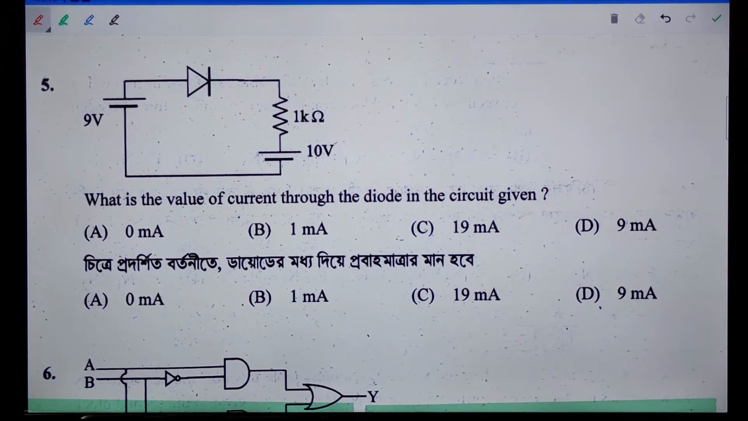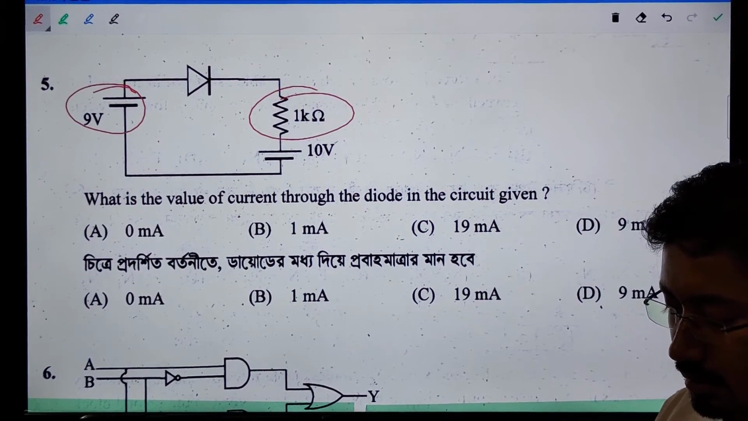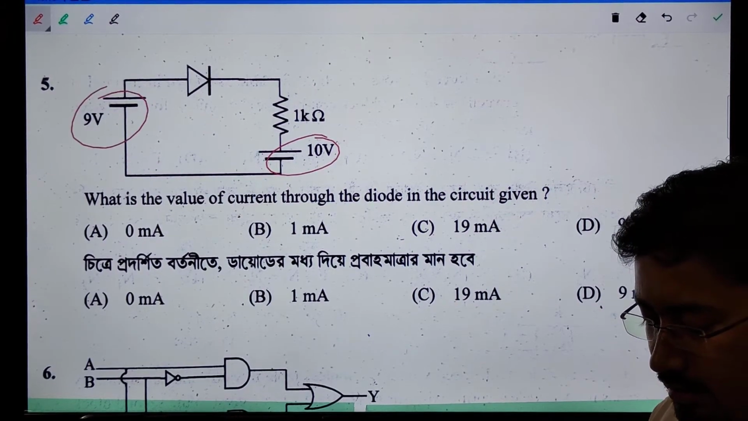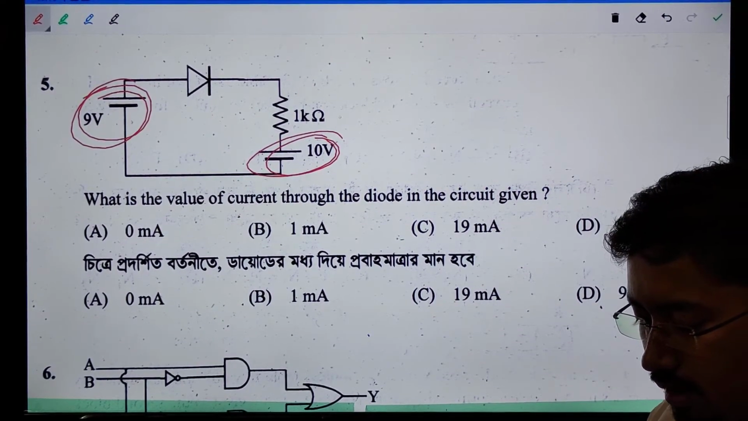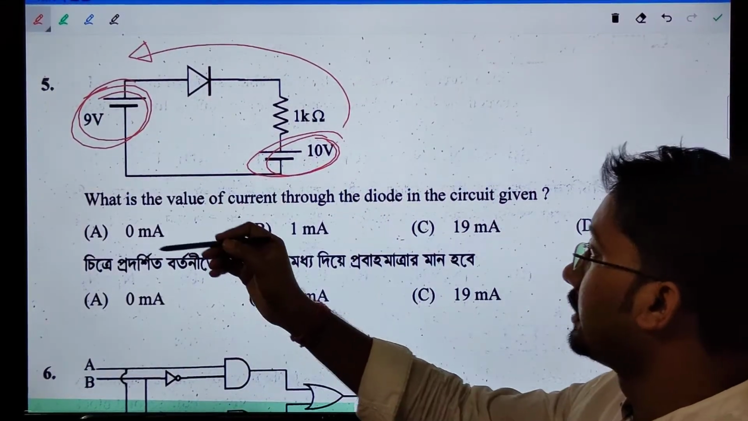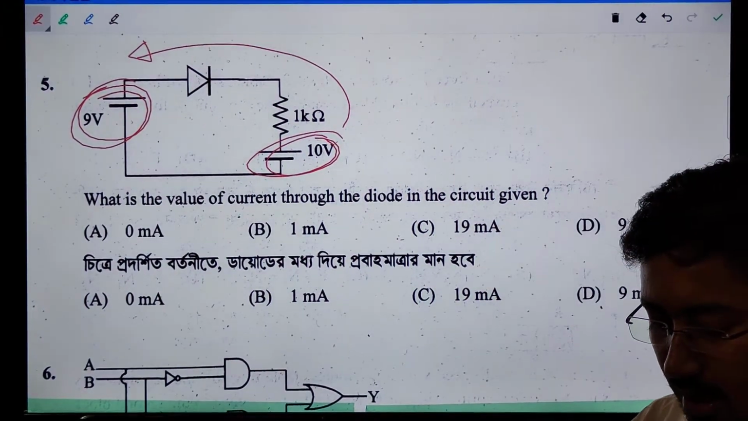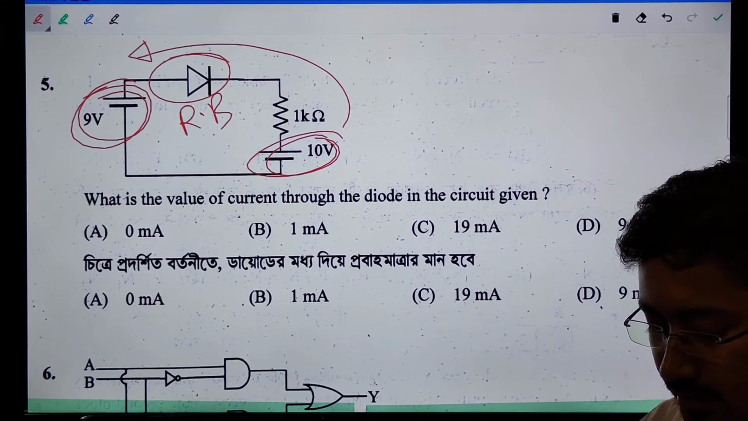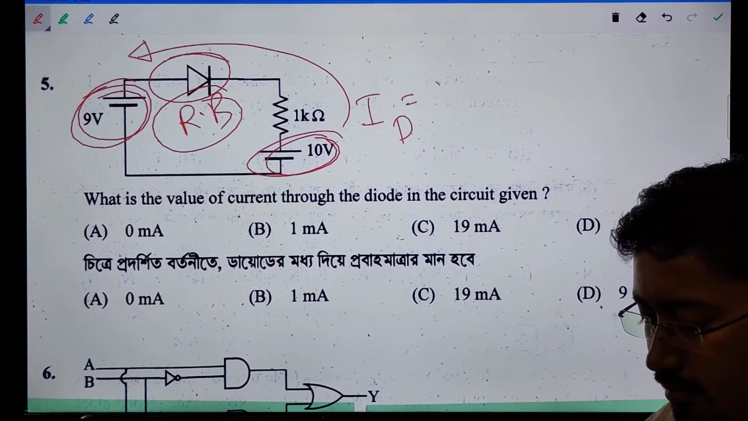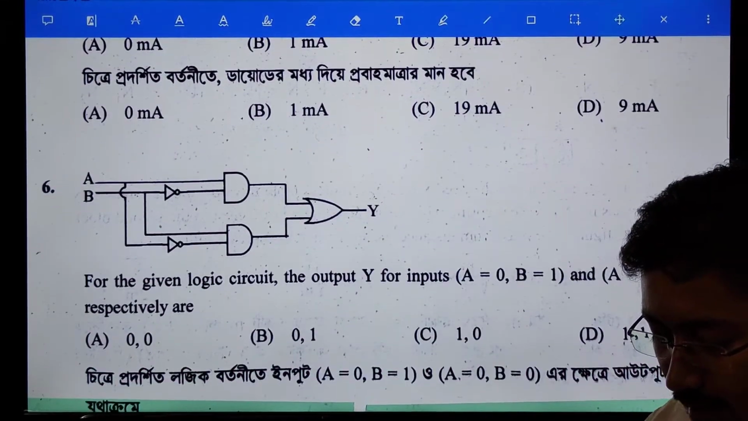And this is our next question. In this question you can see there is a diode placed between 2 volt. Here you have 9 volt and 10 volt. You can see 10 volt is more powerful than 9 volt, so current will basically try to flow in this anti-clockwise direction. But in this anti-clockwise flow of current, you can see the diode has been placed over here and it will be in reverse bias. So in reverse bias the current passing through the diode will be 0, so that's why 0 ampere will be our answer.